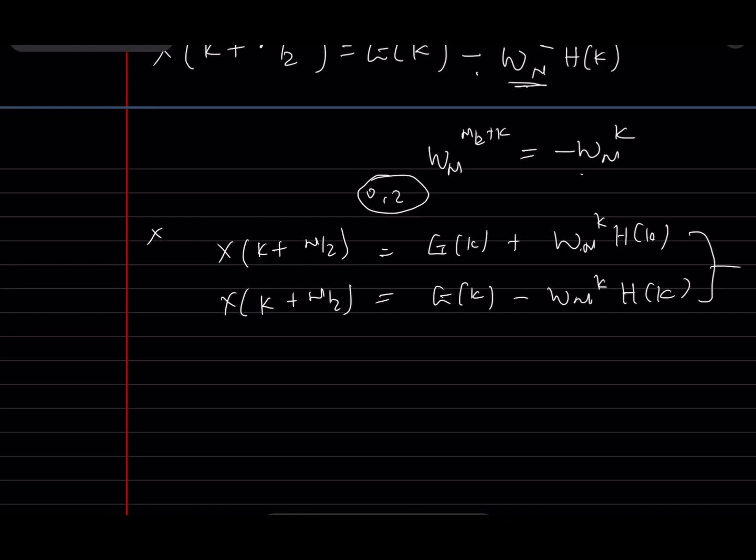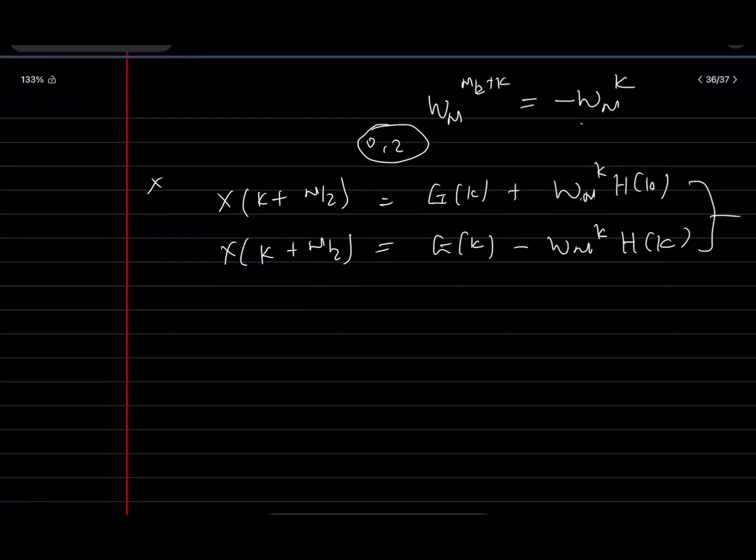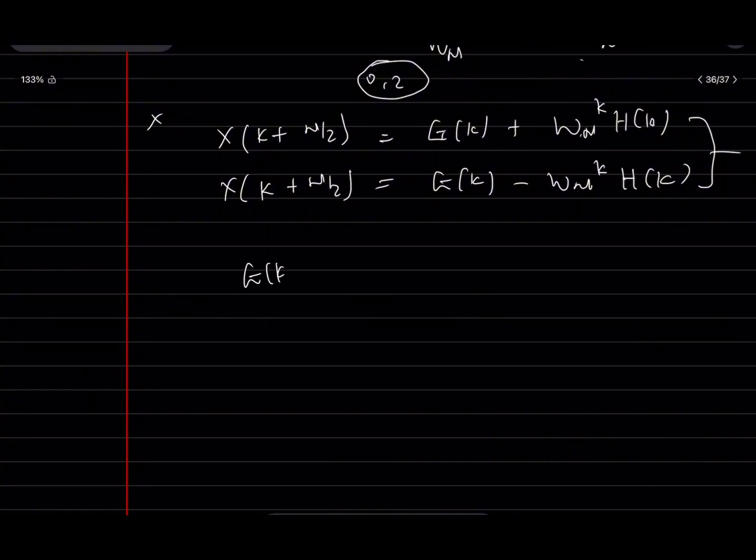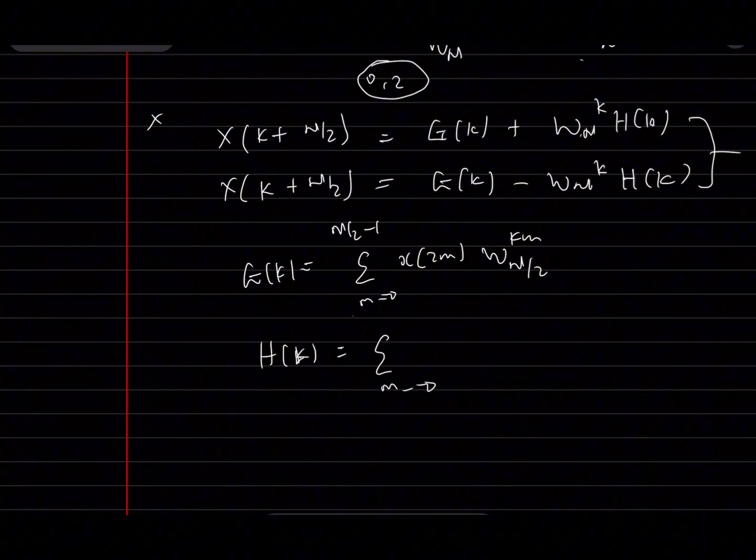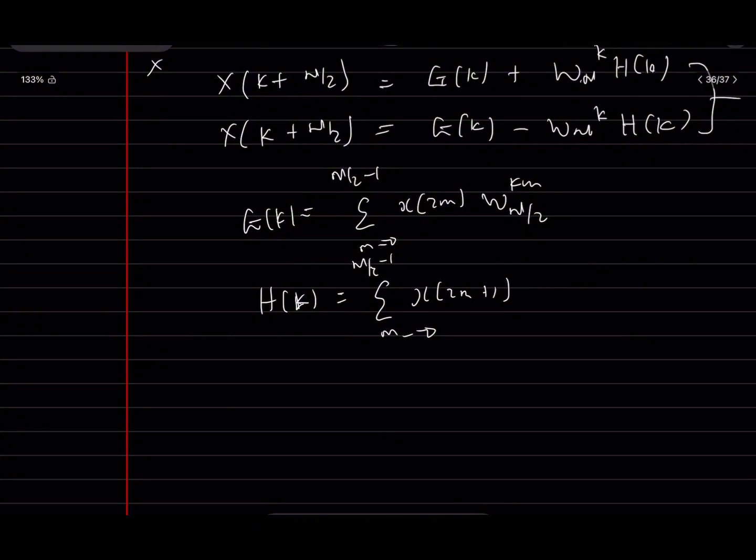So these are the two iterations that I wanted to show you, for G of k to be equal to the summation of m equal to 0 up to N over 2 minus 1 of x of 2m, which is the even part, omega N on 2 to the power km, and then the odd part, H of k, to be equal to the summation of m equal to 0 up to N over 2 minus 1 of x of 2m plus 1 times omega. That's the H of k. So we have not added the other one.